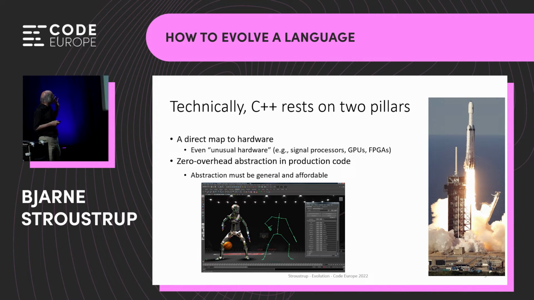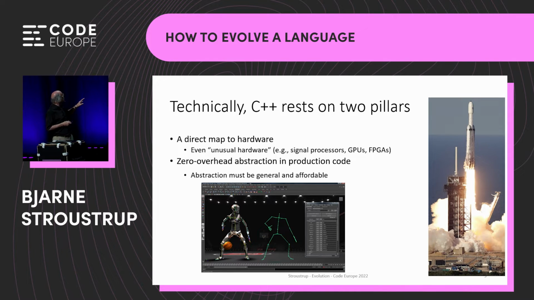So basically, to this day, C++ rests on two pillars: a direct map to hardware, something that started with C, and that is extended to unusual hardware. Hardware is getting weirder and weirder every year, and the language has to deal with that. And zero overhead abstraction, so that we don't have to deal directly with hardware all the time, because that is not productive and it is not reliable.